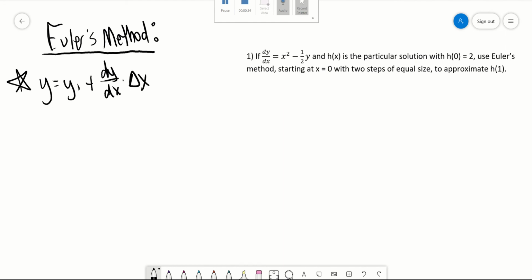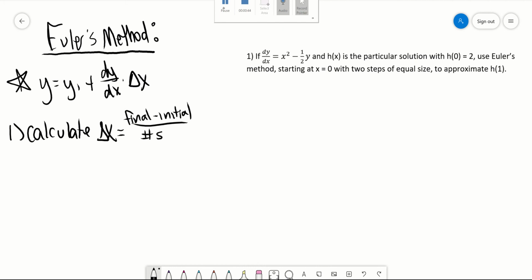So when you're doing Euler's method, what you want to do first is calculate delta x. And delta x does not change for the entirety of the problem. So you calculate delta x by going final minus initial over your number of steps. And then once you have this, delta x never changes. That is used for the whole problem.